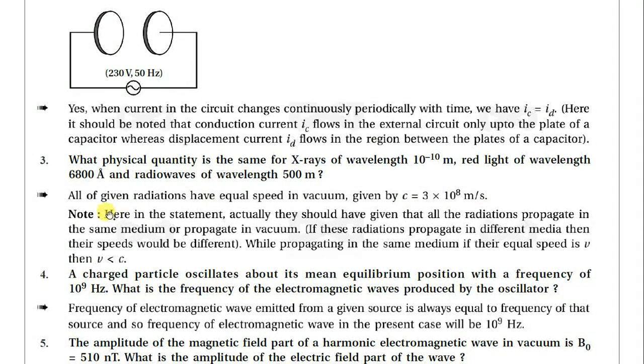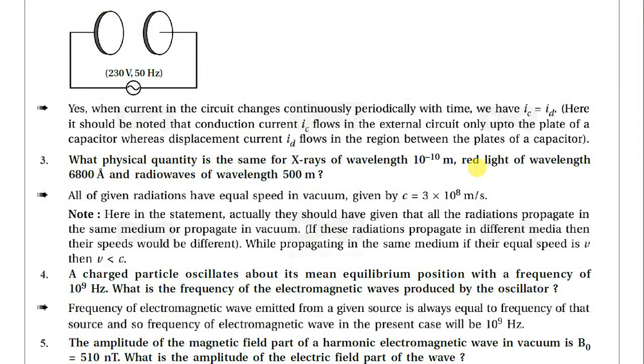All the given radiations have equal speed in a vacuum, given by c equal to 3 into 10 raised to 8 meters per second. We know that when light passes through a vacuum, it has a velocity of 3 into 10 raised to 8 meters per second. So this is the same quantity.